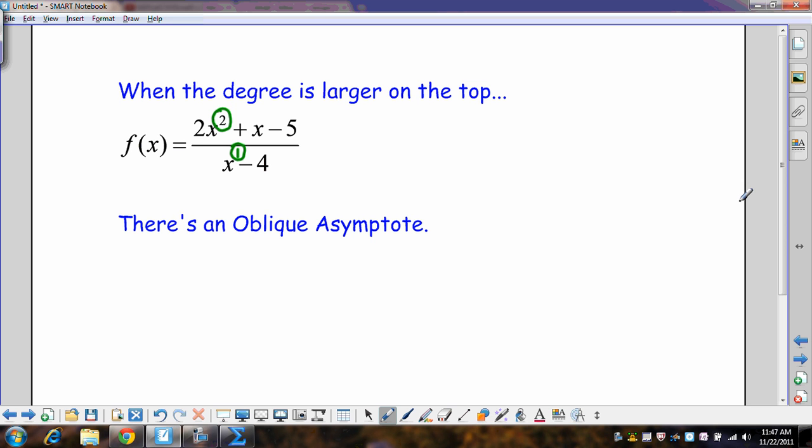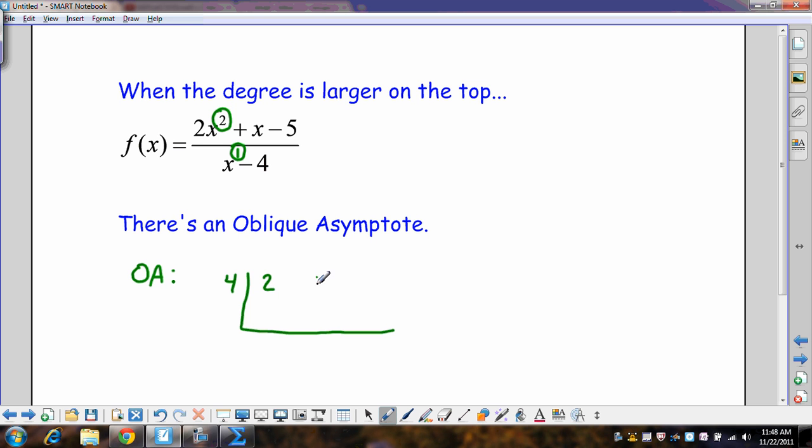The third scenario is if the degree is larger on the top. In this case, we have a 2 on the top and a degree of 1 on the bottom. When this happens, this is when we have an oblique asymptote. It's not a horizontal asymptote. So how do we find it? I'm going to call this the OA, the oblique asymptote.